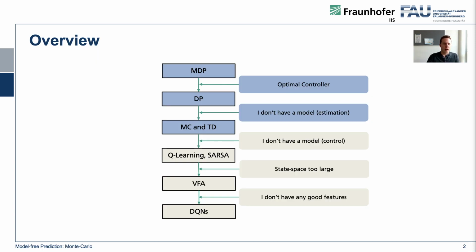So where are we right now? Maybe you remember our small outline for the first few videos. We started with an MDP and we extracted an optimal controller through means of dynamic programming. And now we consider the case where we don't actually have a model of the environment. We instead want to estimate our value function based on a given policy pi.